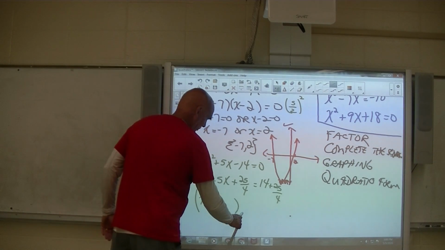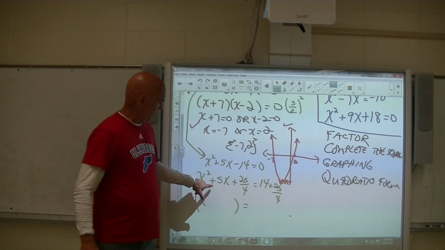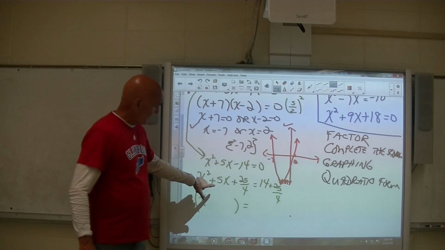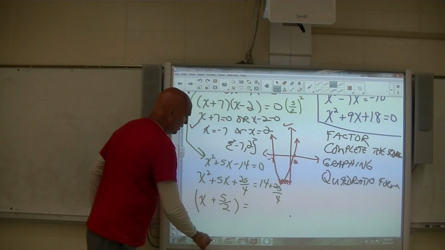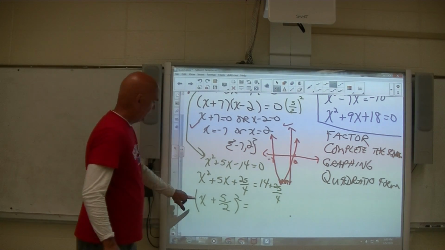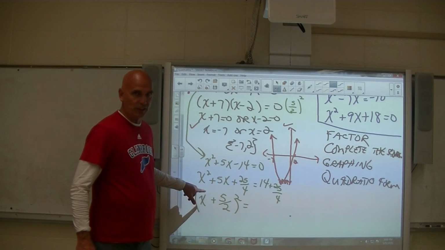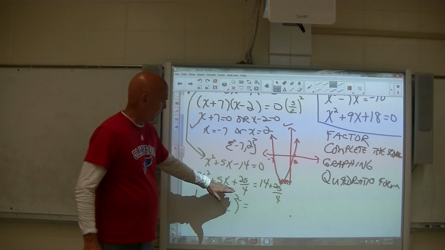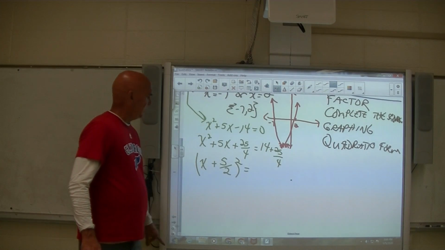Now, what does it factor into? This would be complicated if you had to stop and think about it for a long time, but it always factors into whatever you have when you took half of it. Half of +5 was +5 over 2, so x plus 5 halves squared. If you took this binomial and squared it out, you would get this exactly. So that's the great thing about making it a perfect square trinomial, is you can factor it into some binomial squared.